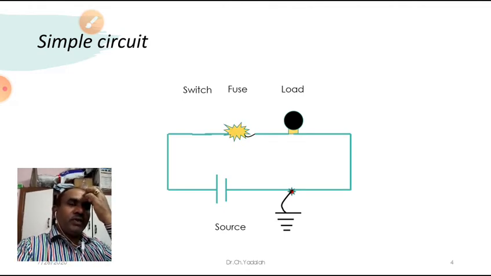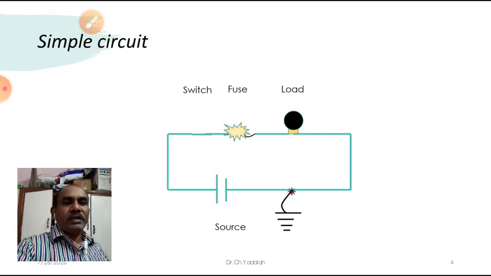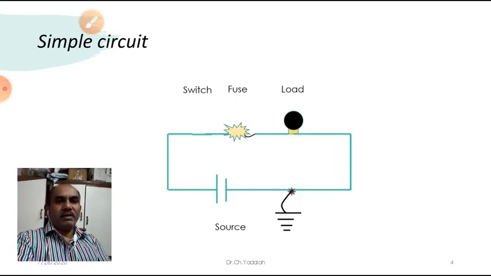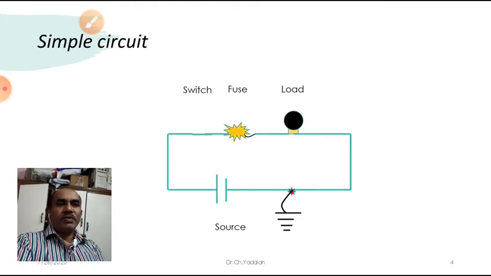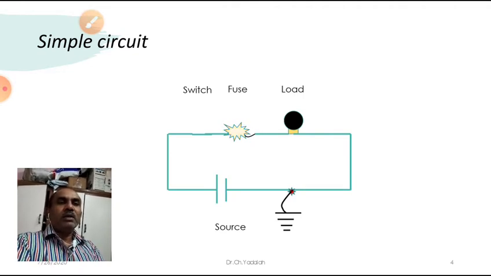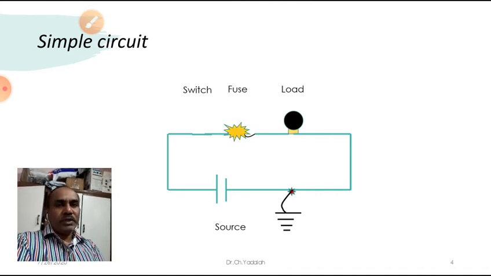Now here also you can observe what will happen if some fault occurs in the line from positive to negative at any place: automatically our fuse will blow first of all. Thereby no current from the source flows as leakage to the ground. So that is a protective equipment used in our simple circuit. Fuse is a protective device, switch is a controlling device.